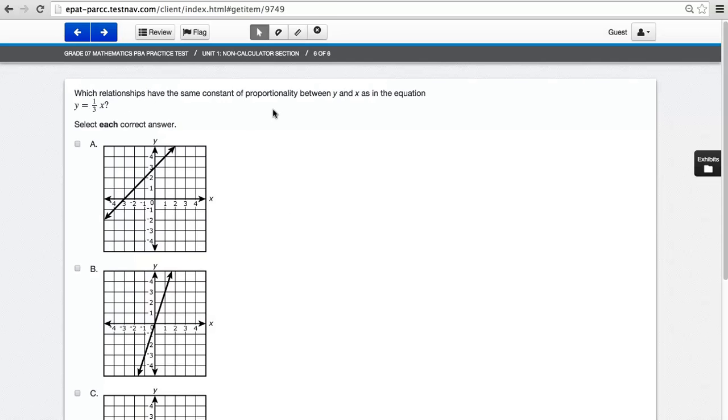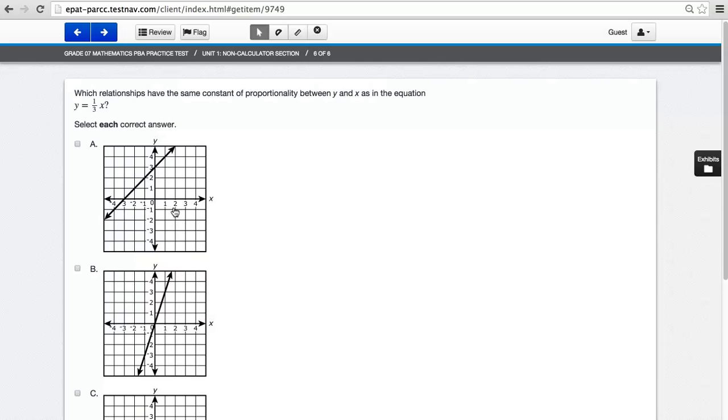Which relationship have the same constant proportionality between y and x as in the equation y equals 1/3 x? Select each correct answer. When they say select each correct answer, that tells me there's probably going to be more than one answer. It's a multiple select question.